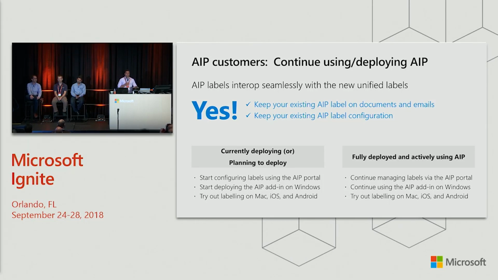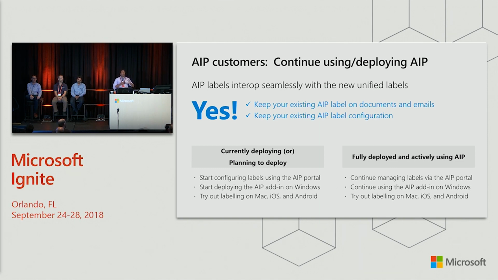So you can keep the existing labels that you have on your documents and emails if you're already using AIP. If you have an existing AIP label configuration, keep it. It works. So for customers who are thinking about deploying AIP today, go ahead and deploy. Stuff will work, and we have a way for you to try out the new Mac, iOS, Android capabilities that you've just seen. More on the next slide.